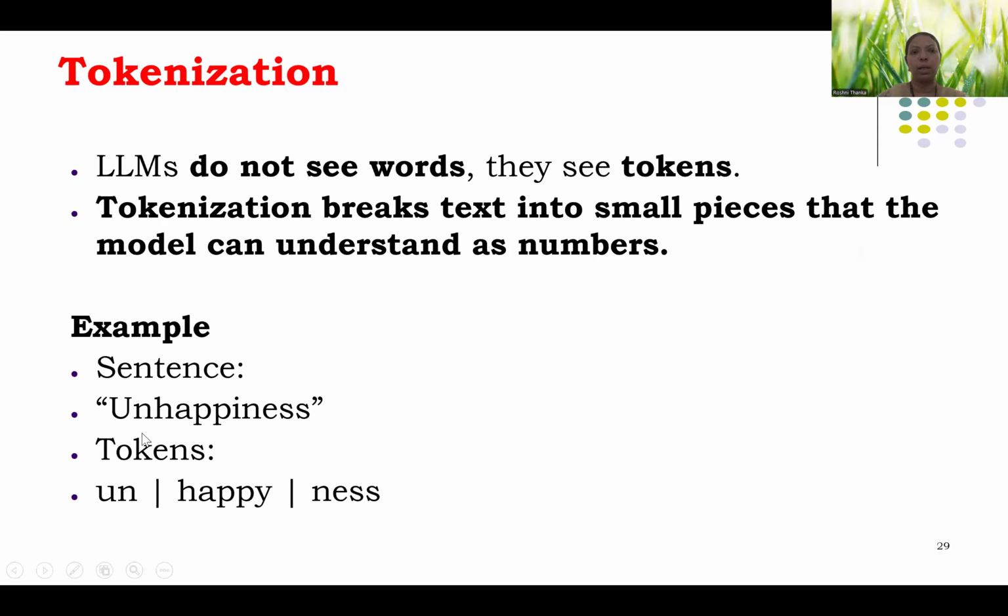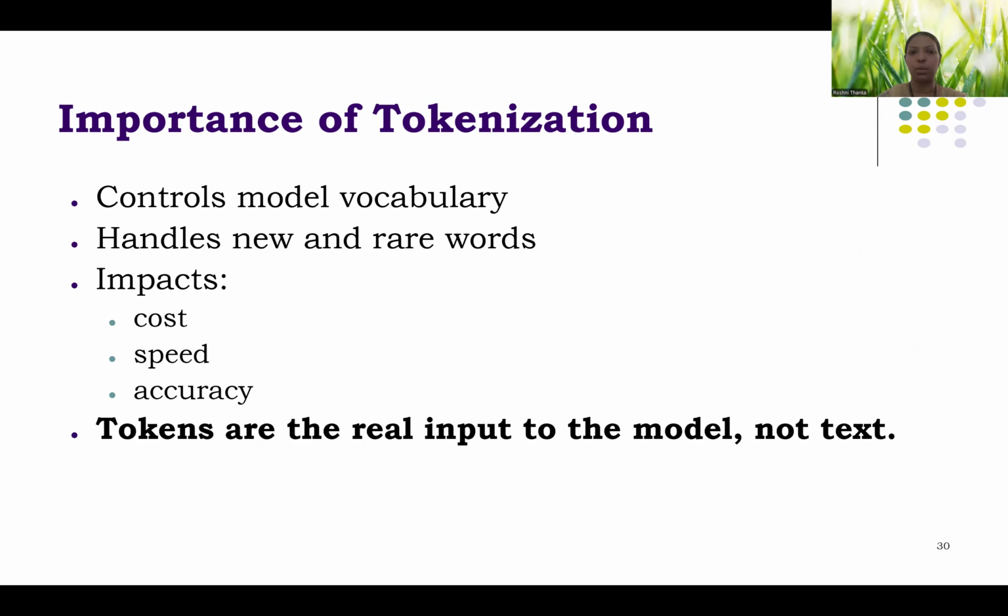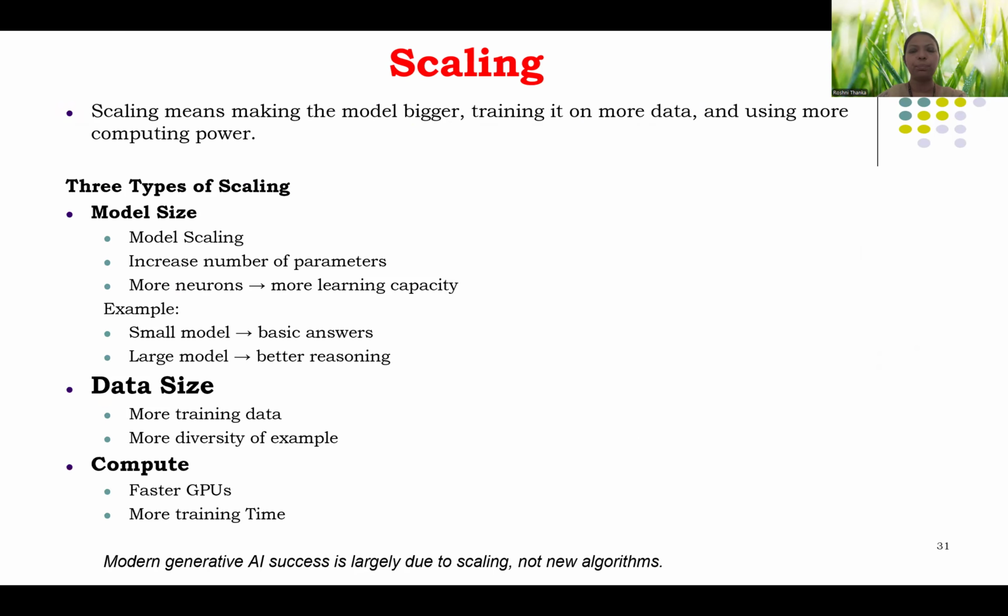So what is the importance of tokenization? It can understand the vocabulary well, and it can handle new words and rare words, because it can understand them clearly, like "unhappiness". It can clearly understand the core meaning of a particular word. That is the reason why we do tokenization, and it also impacts cost, speed, and accuracy. So tokens are the real input to the model, not the whole text.